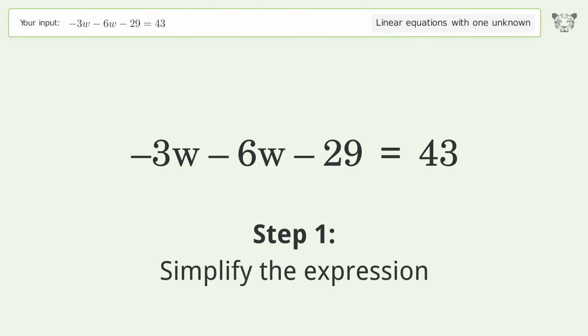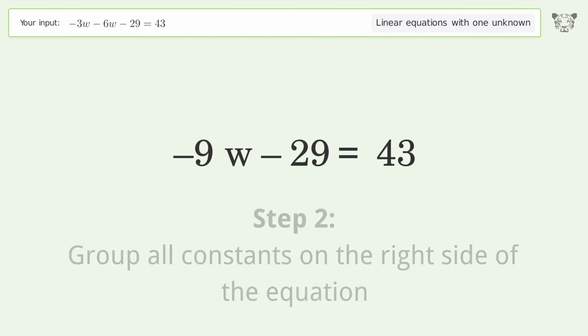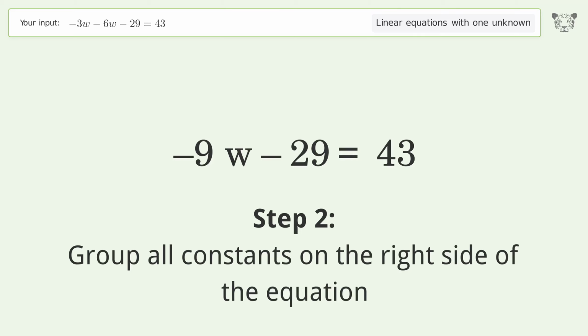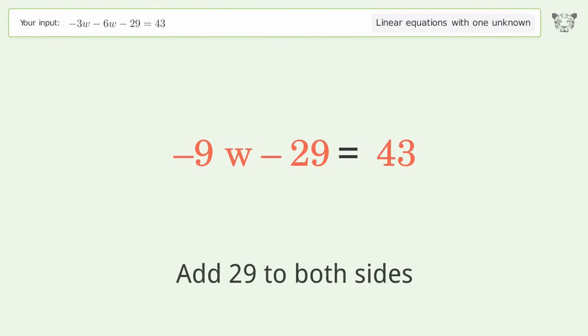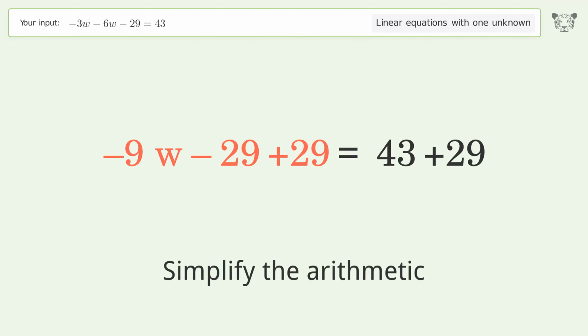Simplify the expression. Simplify the arithmetic. Group all constants on the right side of the equation. Add 29 to both sides. Simplify the arithmetic.